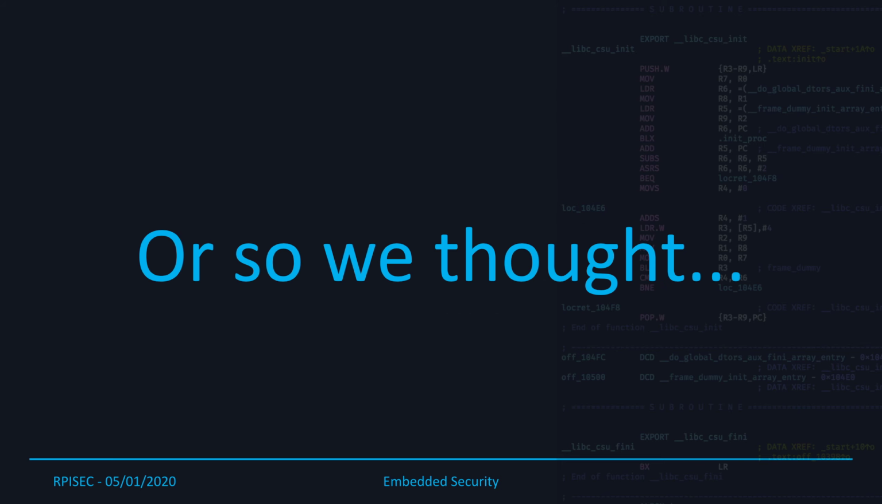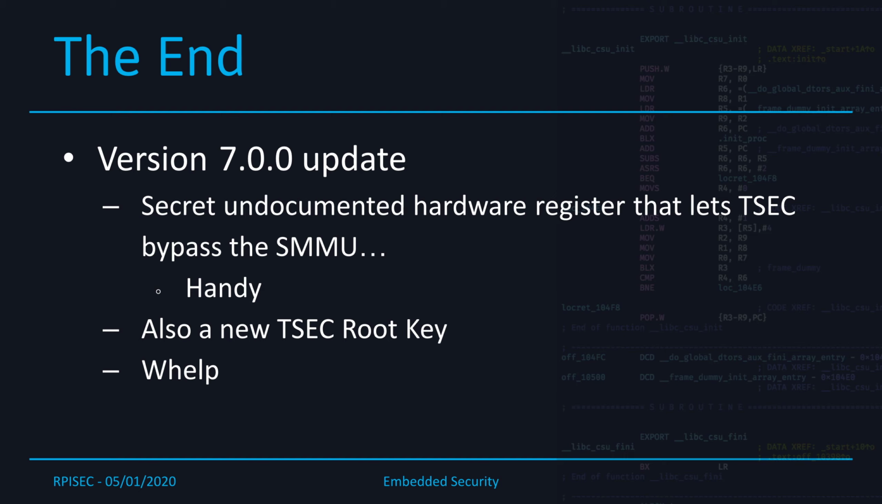Or so we thought. So the version 7.0.0 update comes out, and actually NVIDIA had a trick up their sleeve that they gave to Nintendo, which is a secret undocumented hardware register that lets TSEC just bypass the SMMU and read and write to RAM directly. And they also introduced a new TSEC root key since the 6.2.0 one was compromised.